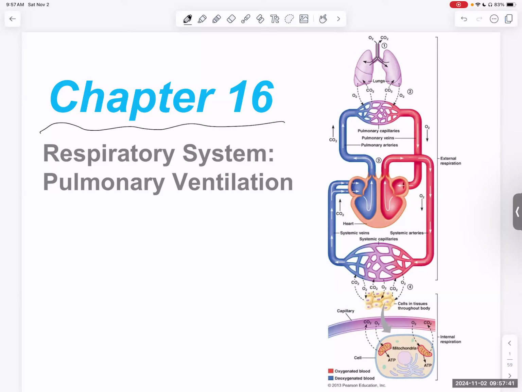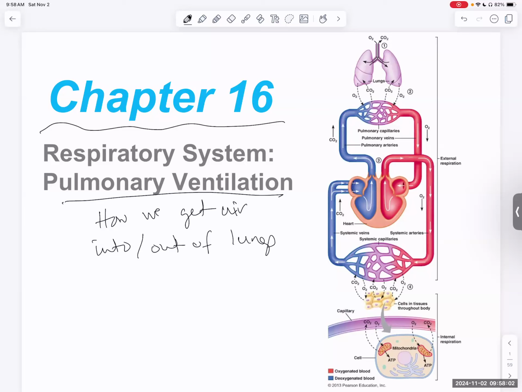Here we are, chapter 16. We're going to be talking about pulmonary ventilation in chapter 16. And what pulmonary ventilation really is, is how we get air into and out of our lungs.